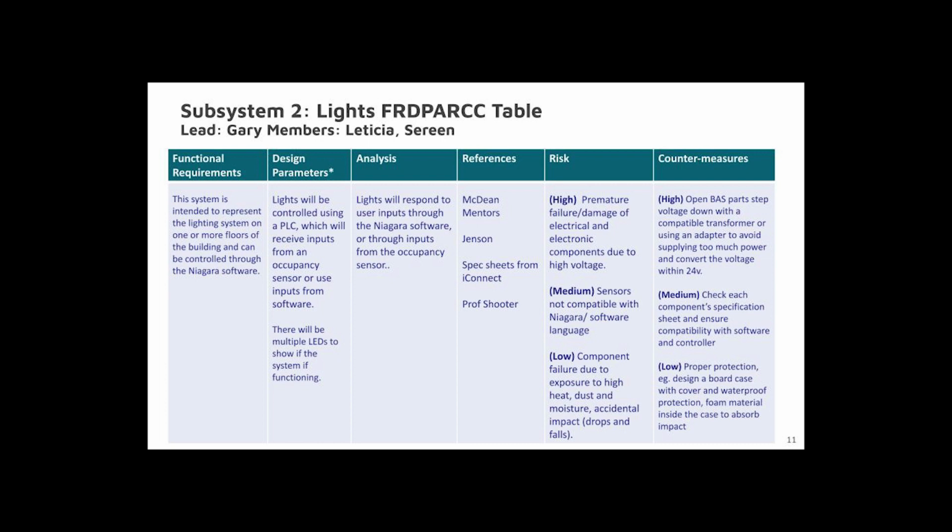We identified some risks. To avoid damage to electronic components due to high voltage, we will use a transformer to convert down the voltage to within 24 volts, and we will ensure the sensors are compatible with our software and controller. Then we will design proper protection to avoid accidental impact.